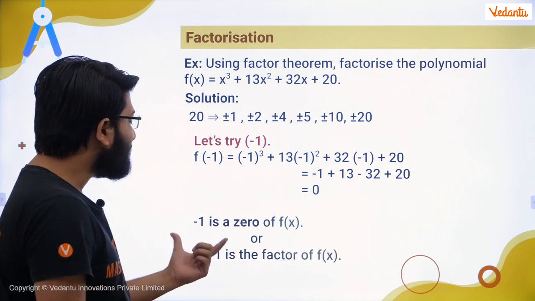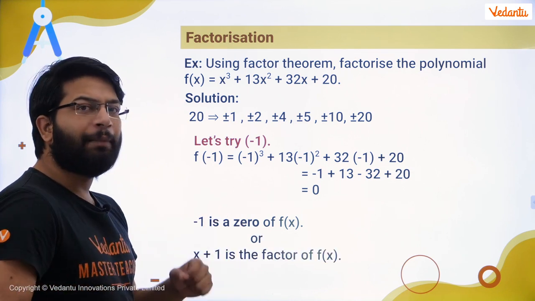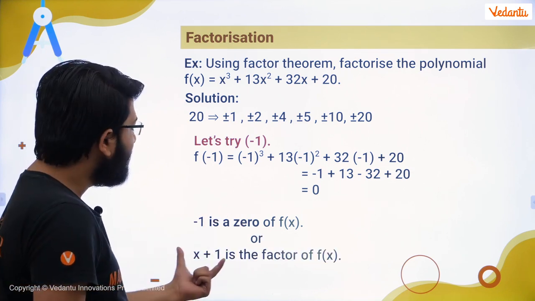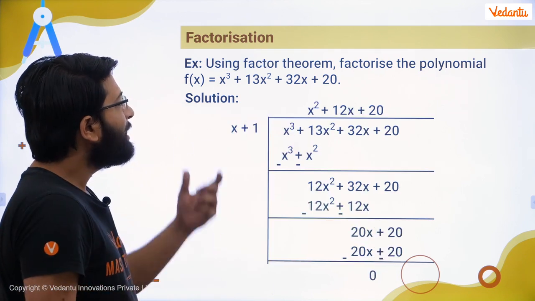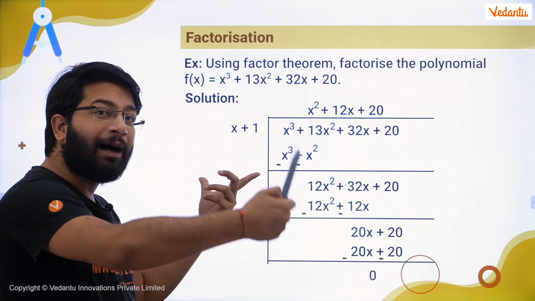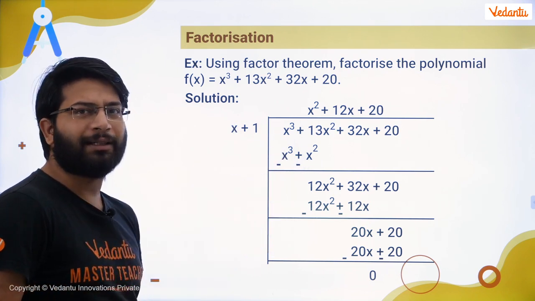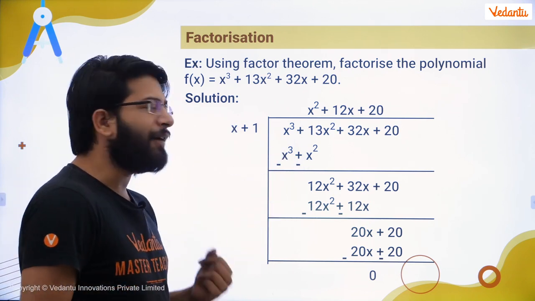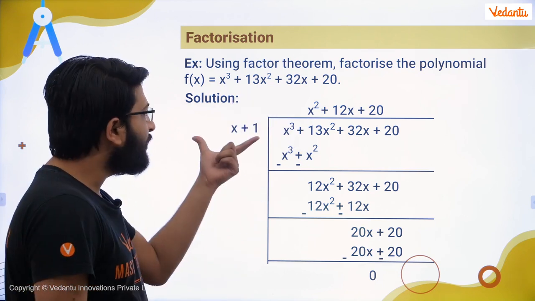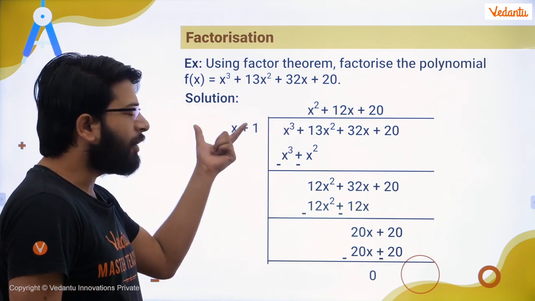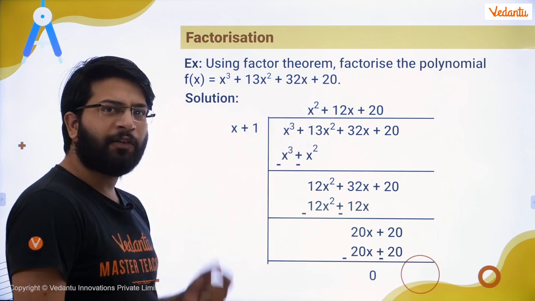Now champ, if x equal to minus 1 is the zero, then with the help of factor theorem we can say x plus 1 must be a factor also. Okay. Now how to find the other two zeros or other two factors? Champ, we will simply divide. We will simply divide the cubic polynomial by one of its factors. From one factor, I will get the other factors.